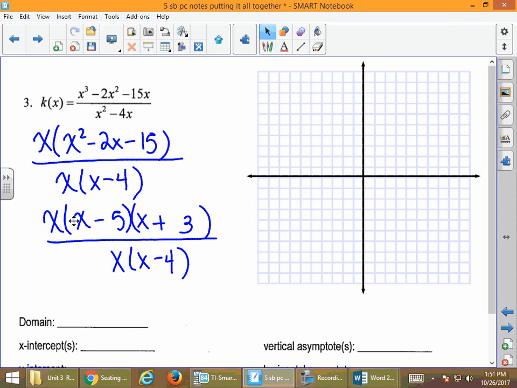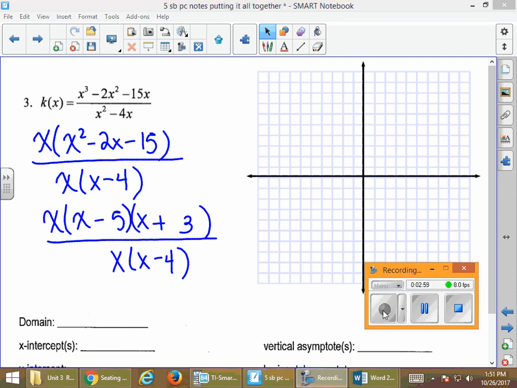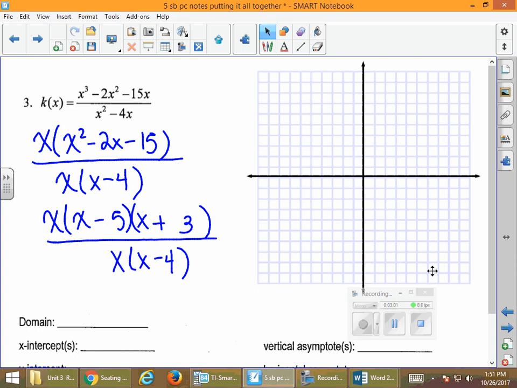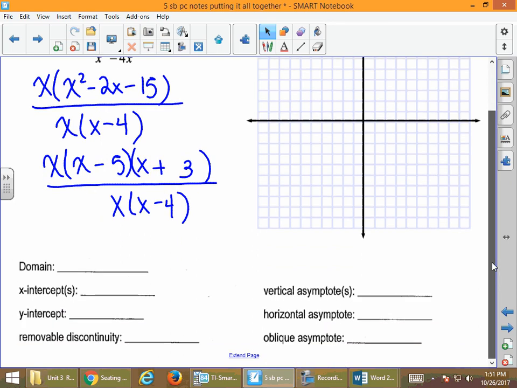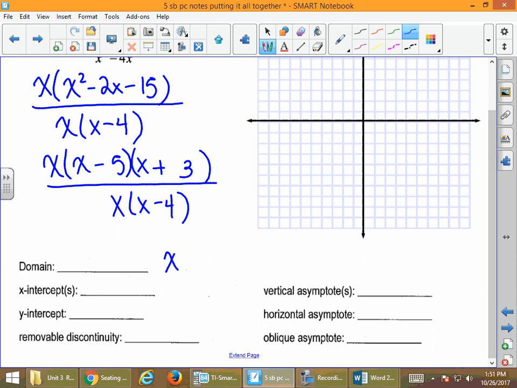I'm going to pause the video for a second because I think I made a mistake. I did not make a mistake. So we're going to start by finding the domain, and the domain is determined from the denominator. So we have x doesn't equal 0, which I can put over here on the blank. And we also have x minus 4 doesn't equal 0. If we add 4 to both sides, we get x doesn't equal 4. That's our domain.